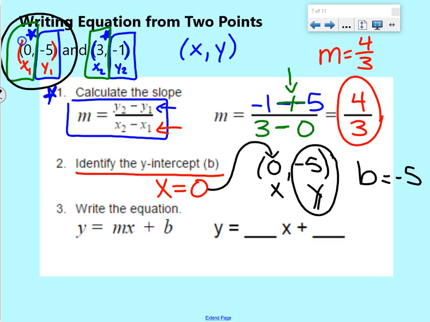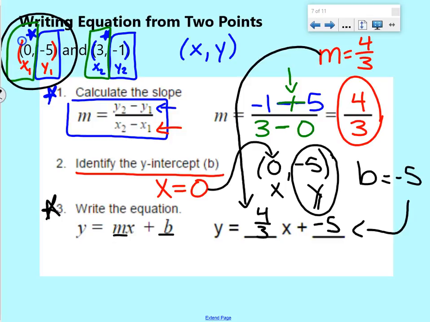Last step is to just put it all together. Write that equation. Y equals mx plus b. Put your m in the first blank, so we have 4/3. Put your b in the second blank, -5. And we have our equation.